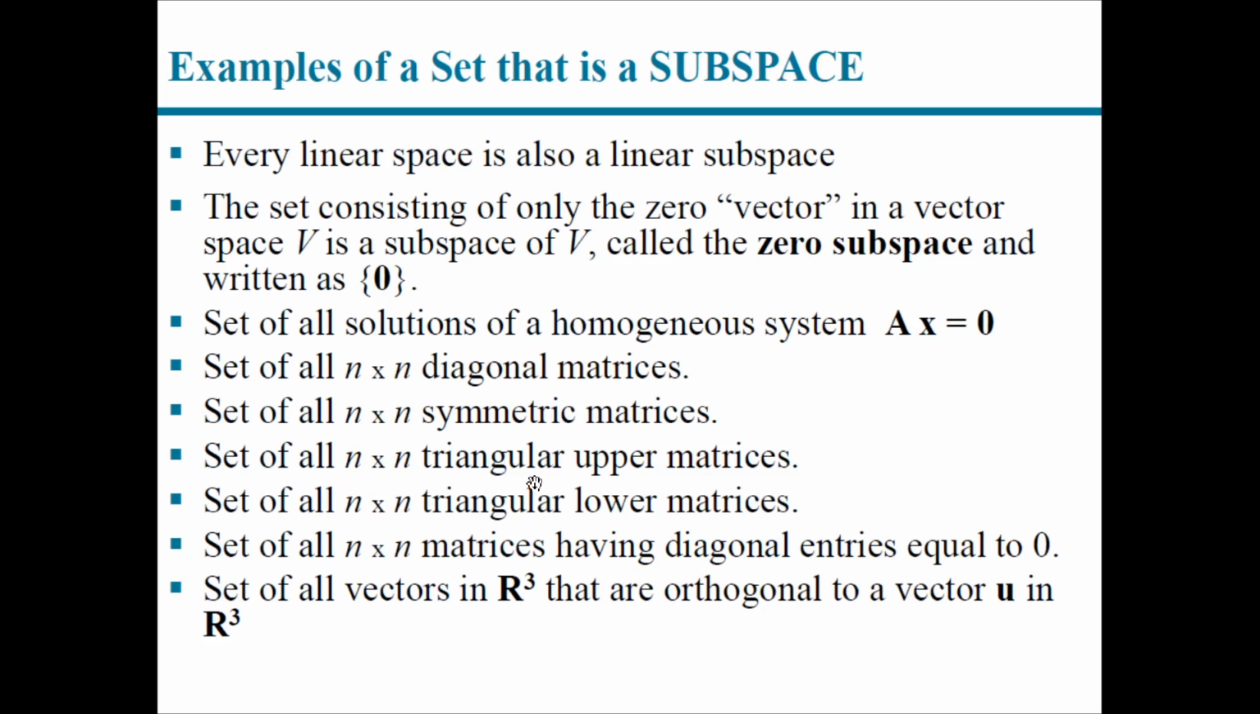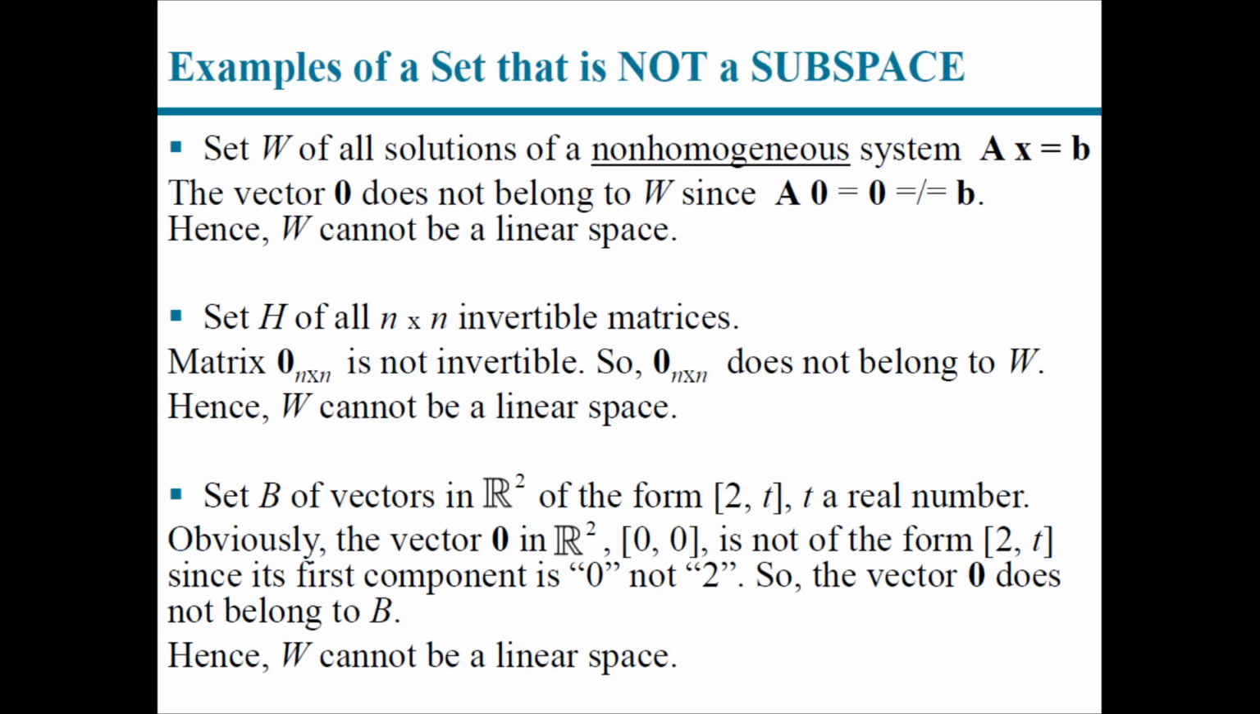Upper triangular matrices form a linear subspace. Lower triangular matrices also. Matrices n by n whose diagonal entries are equal to 0 form a linear subspace. And let's say vectors in R3 that are orthogonal to a given vector u in R3, those vectors also form a linear subspace. So we have different types of linear spaces.